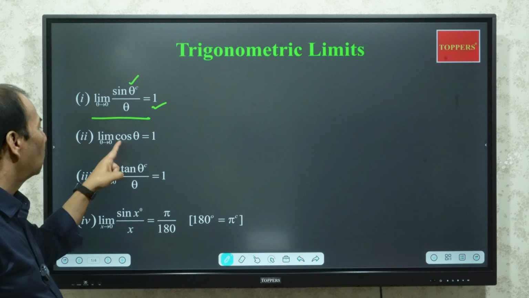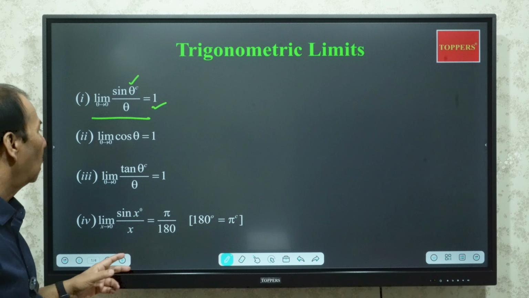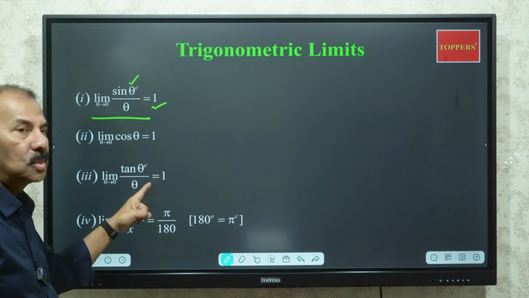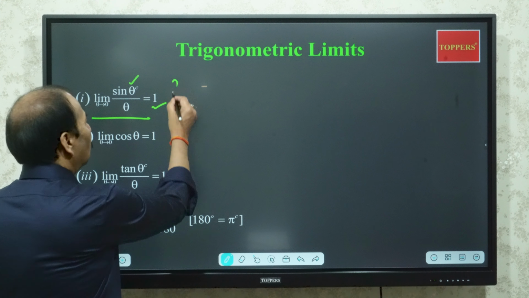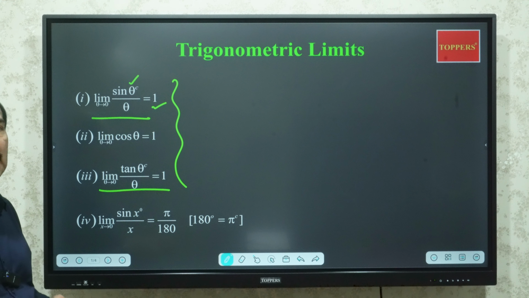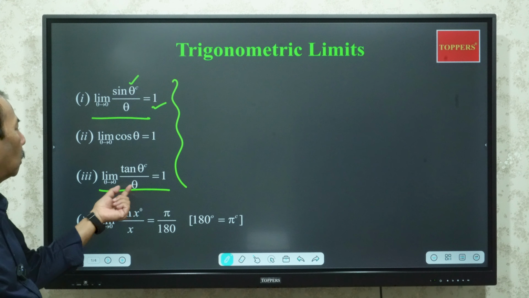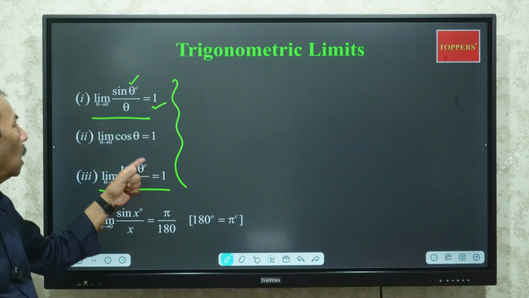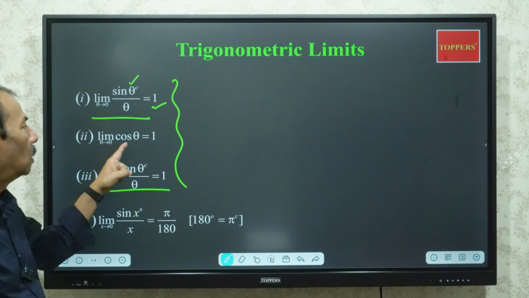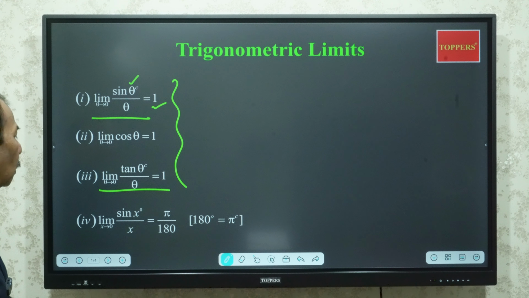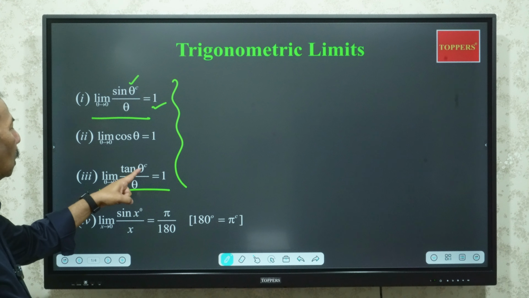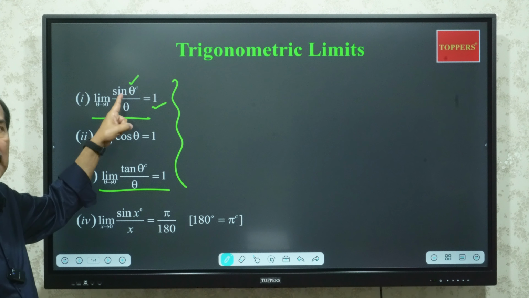Similarly, the limit of cos theta when theta tends to 0 is 1. The limit of tan theta upon theta when theta tends to 0 is also 1. So the limiting value of sine theta upon theta, or tan theta upon theta, when theta tends to 0 is 1. As far as the cos function is concerned, the limiting value of cos theta when theta tends to 0 is also 1. Here all this theta is in radian.